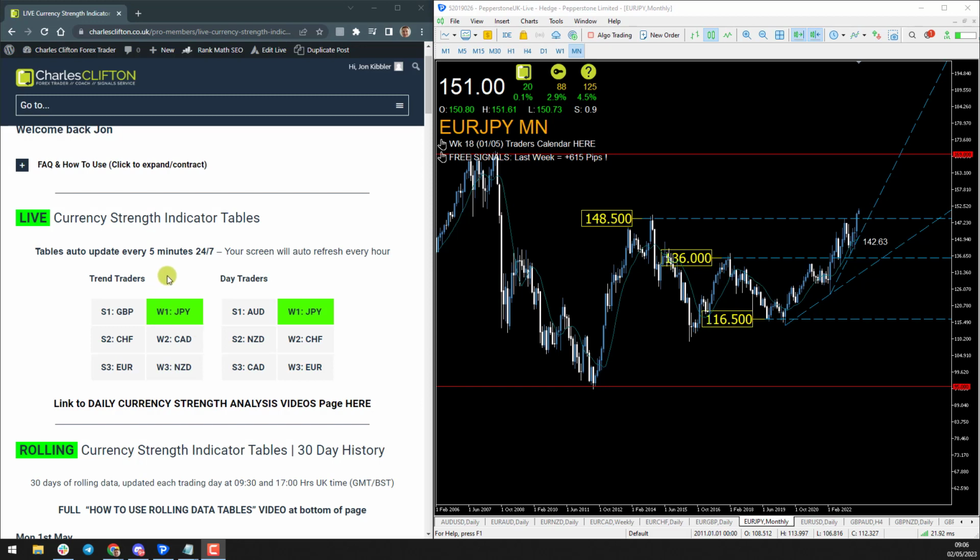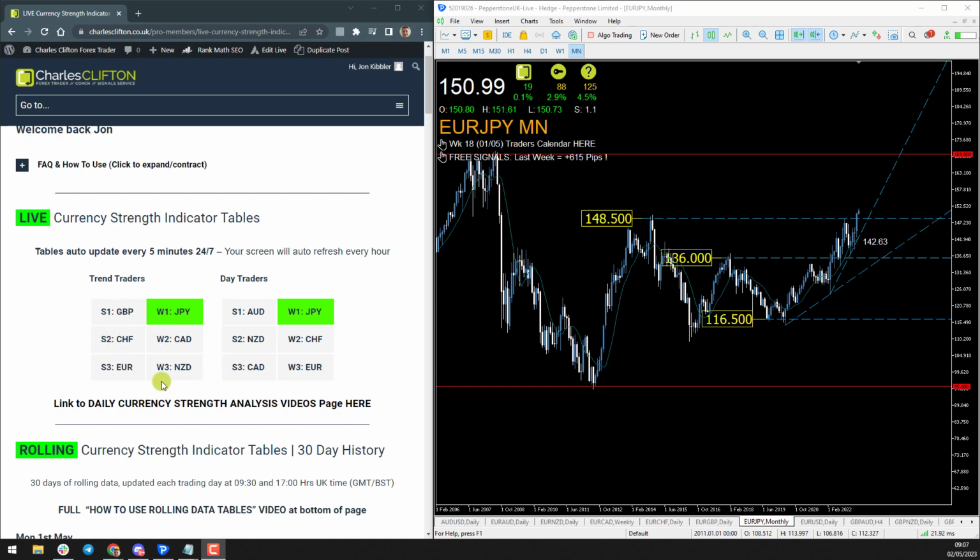These tables auto update every 5 minutes 24/7, meaning that you can access these tables at any time and see a real-time update. So the tables are a little bit all over the place today. The only currency that's showing a confluence between the two time frames and the two tables is the Japanese yen. Everything else seems to be a little bit all over the place.